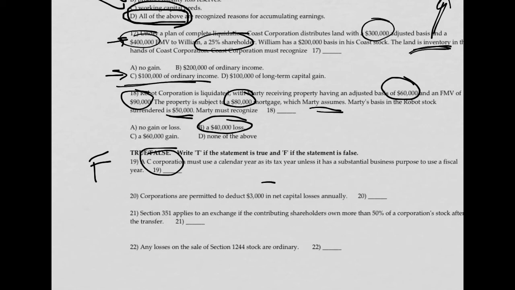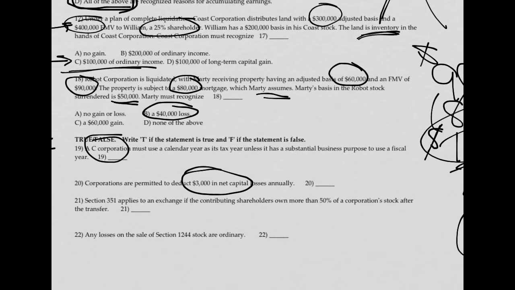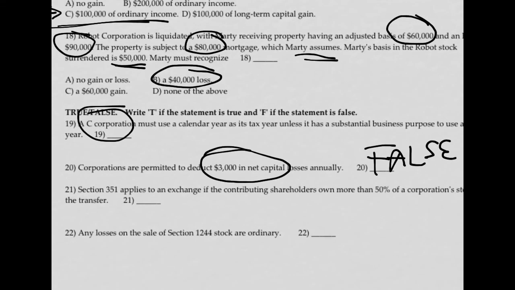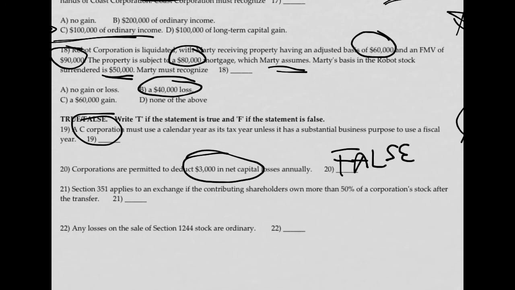Corporations are permitted to deduct $3,000 in net capital losses annually. I think we tried to emphasize that a heck of a lot in class. Definitely false. You can only use capital losses against capital gains. End of discussion. Section 351 applies to an exchange if the contributing shareholder owns more than 50%. No, we learned that's 80%. False. End of discussion.